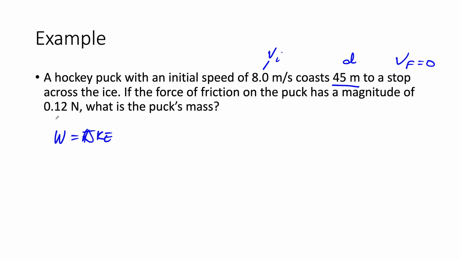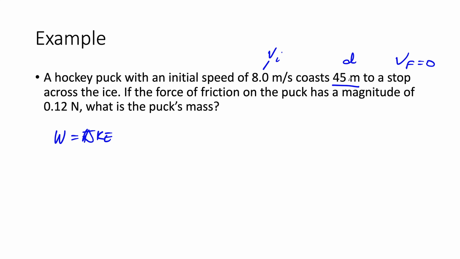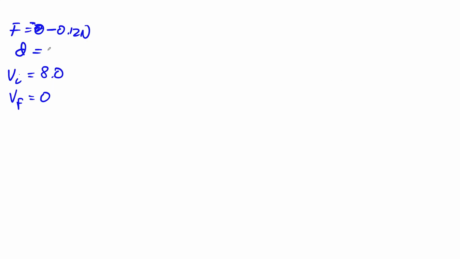So let's go ahead and put all this together. Force is equal to minus 0.12 newtons. Distance, we'll get to that in a second. VI is 8.0 meters per second. VF is going to be 0, and this is going to be important a little bit down the line. Now, distance is 45 meters, and this is meters per second. And so what we're looking for is mass.